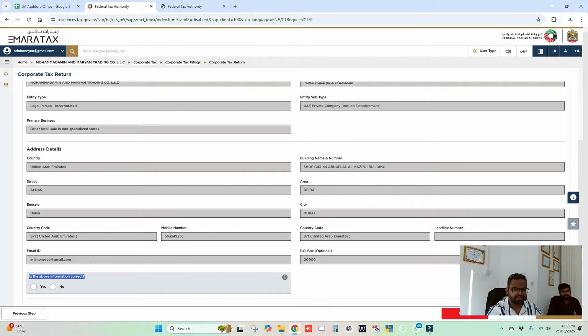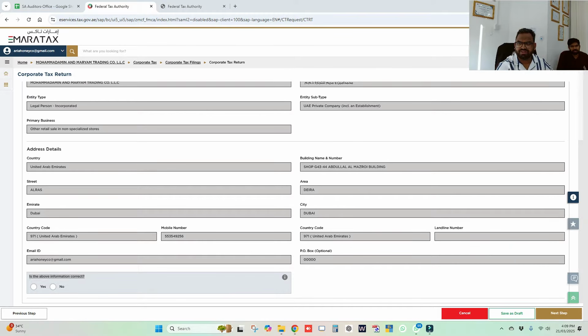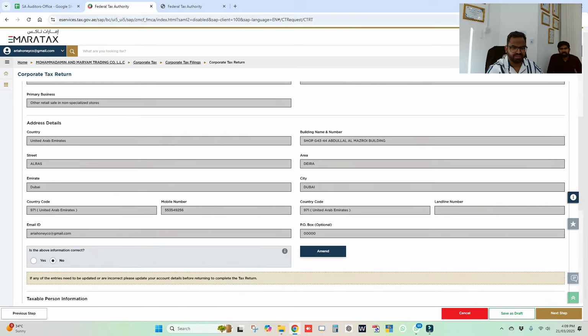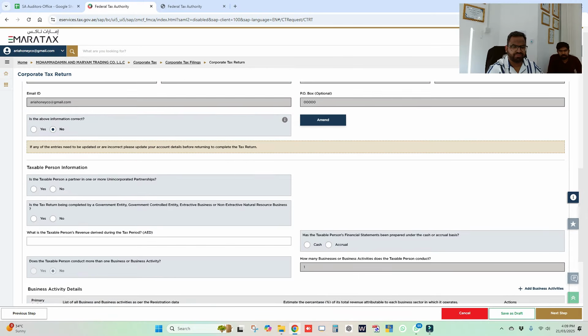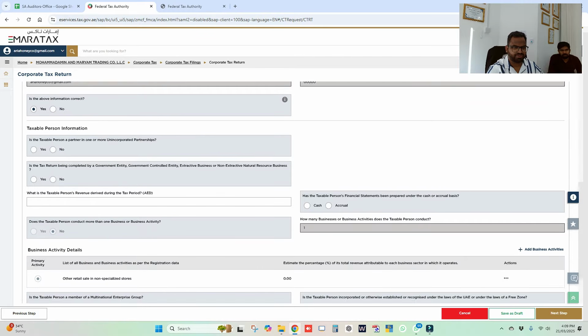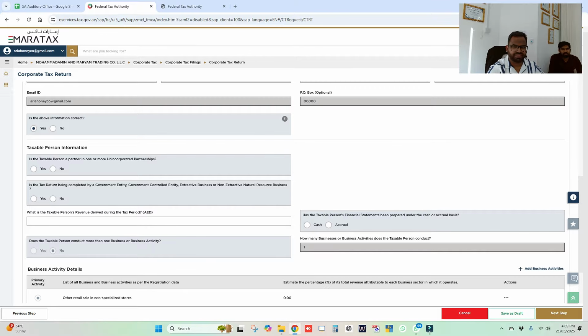Is this information correct? If it is correct, we will say yes. If no, then they will give us the option to amend. We will say yes, it is correct. Now the next step is taxable person information.